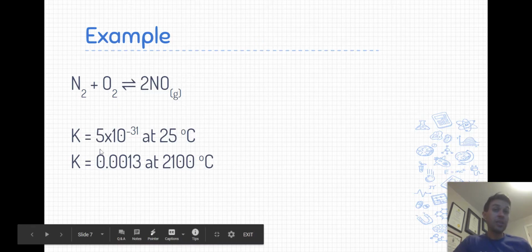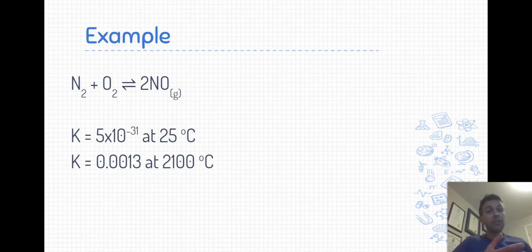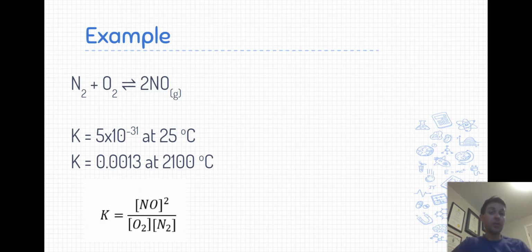The equilibrium law constant is an incredibly small number at 25 degrees Celsius. At 2,100 degrees Celsius, it's a much larger number. Still small, but still a much larger number. Here we have the equilibrium law expression. Products divided by reactants. So when we have a K value that's incredibly small, that must mean the concentrations of the reactants, the left-hand side of the equation, are much larger than the concentration on the right-hand side. That would give us a number that is much less than 1.